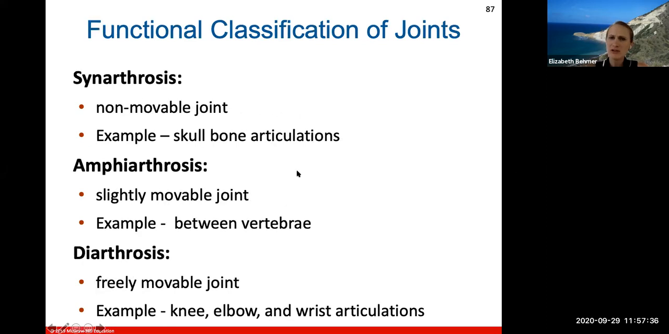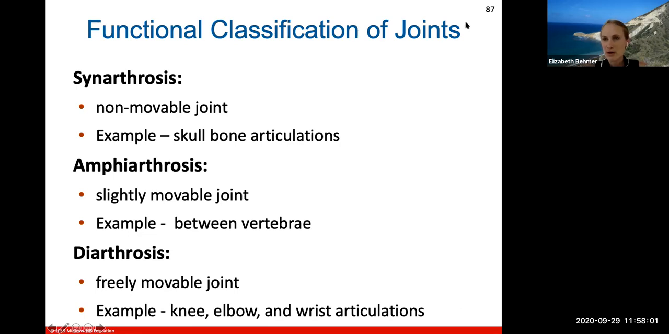And then the functional classification of joints. A synarthrosis joint is a non-movable joint, like your skull bone articulation, so completely non-movable. An amphiarthrosis is a slightly movable joint. An example of this is between your vertebrae. And a diarthrosis is a freely movable joint. An example of these will be your knee, elbow, and wrist articulations.